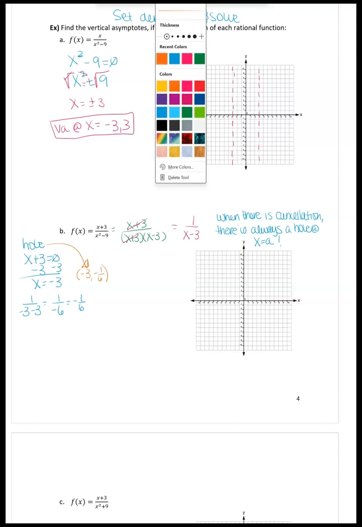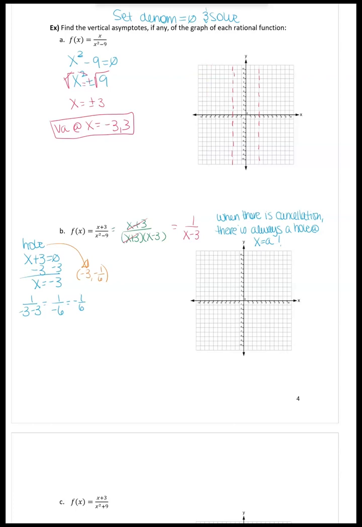Now we can go ahead and find our vertical asymptote. We take the denominator, set that equal to 0, and solve. So we have x minus 3 equals 0, add 3 to both sides, so x is going to equal 3. We put VA at in front of it so we know that it's our vertical asymptote. And now we can put at 3 our vertical asymptote.